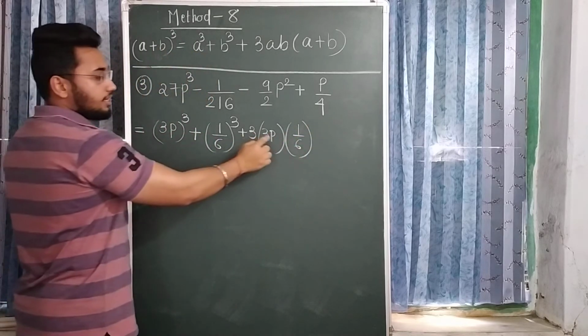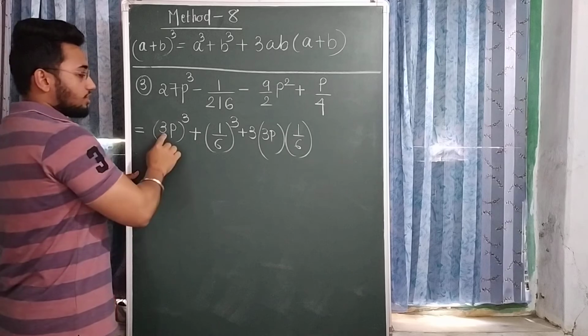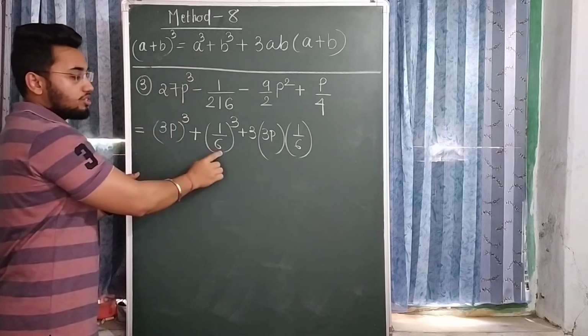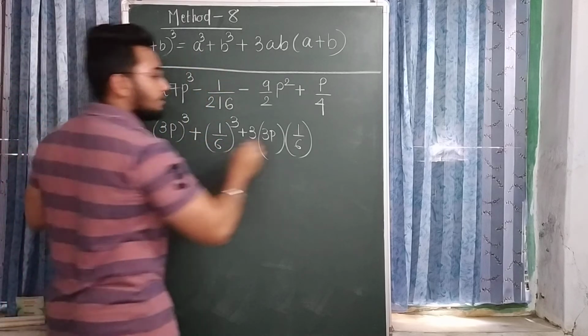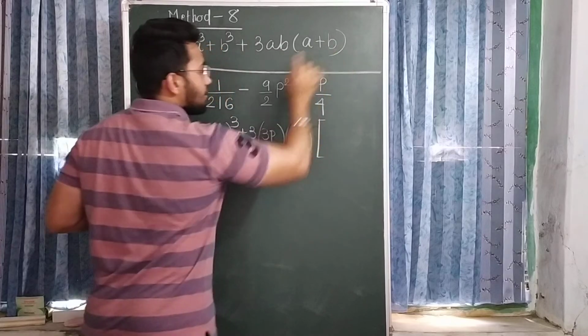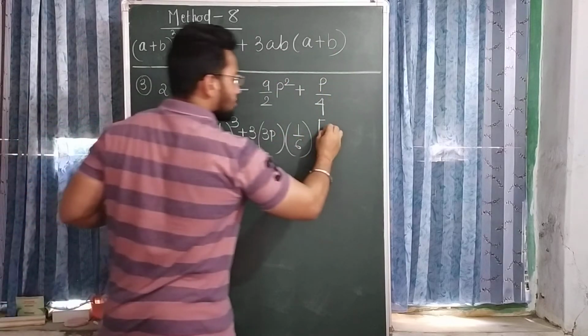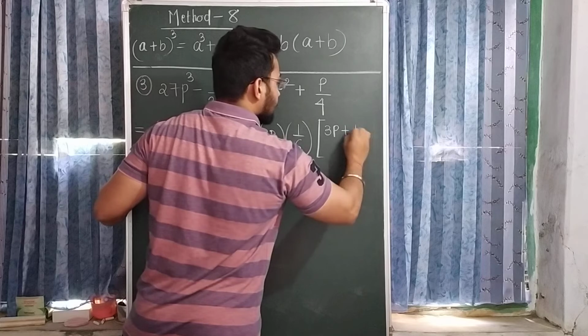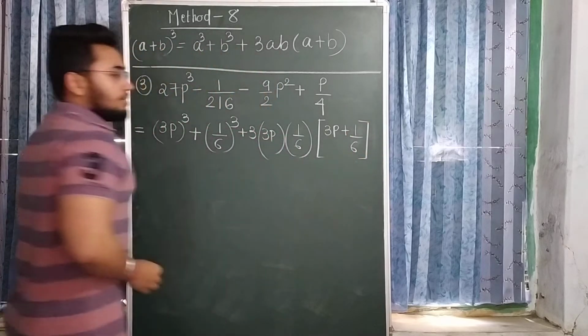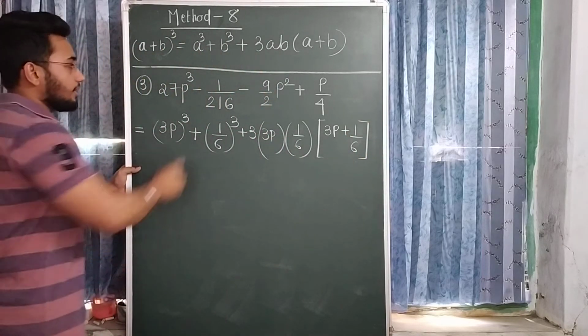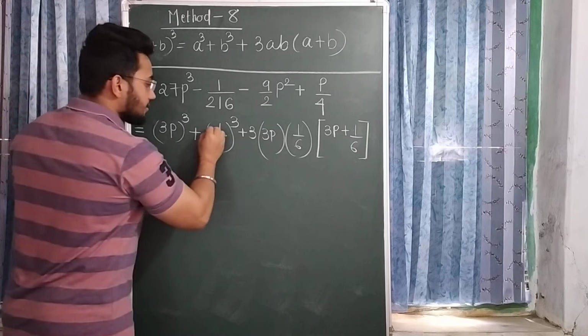Okay, 3ab. I am putting 3p in place of a and I am putting 1/6 in place of b. And here is a plus b. A plus b means we have to put here 3p plus 1/6. Now let's check the sign. Here is a minus. So simple, this is the negative term.